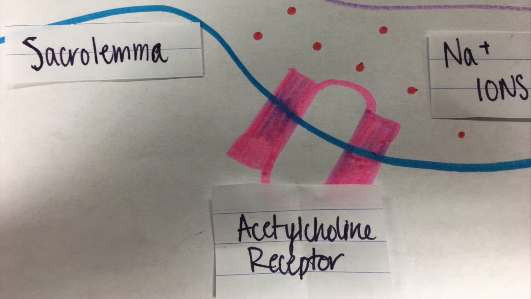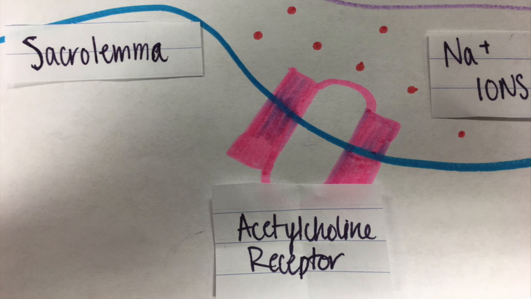The last part is the sarcolemma. The sarcolemma is the cell membrane that encloses each muscle cell. On the sarcolemma are acetylcholine receptors. When opened, acetylcholine receptors allow for sodium ions to pass through and into the muscle fiber.